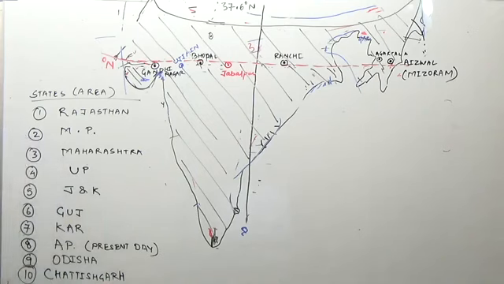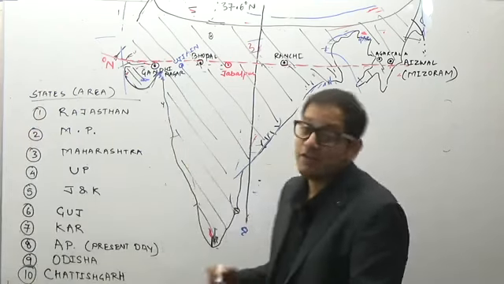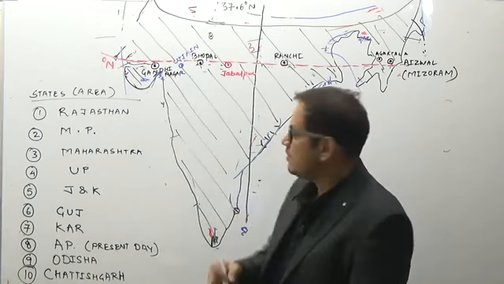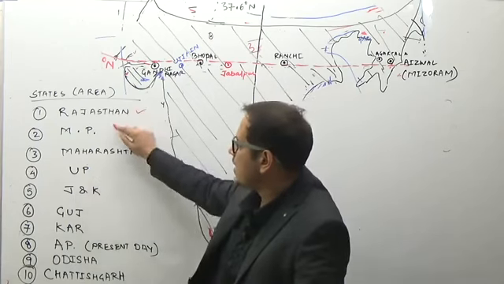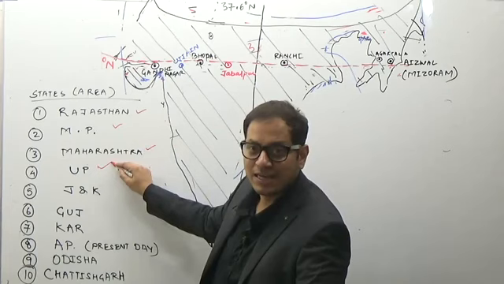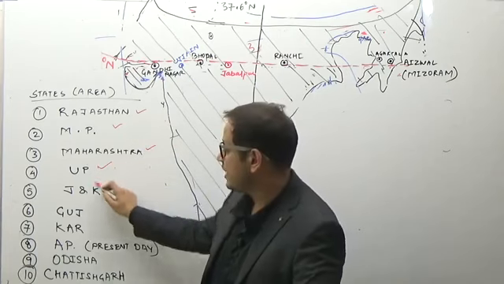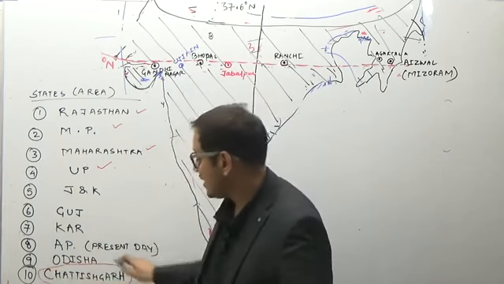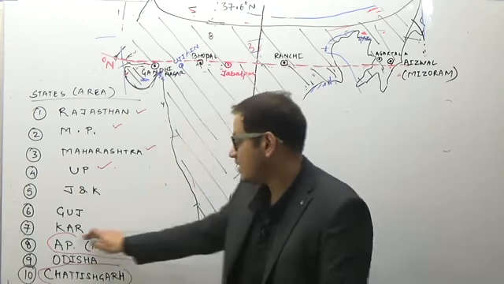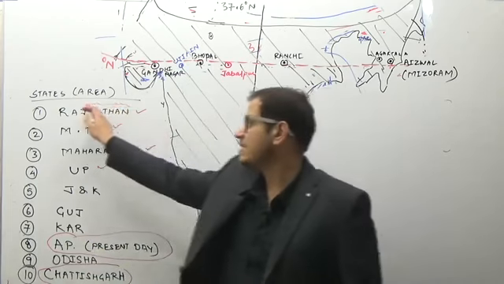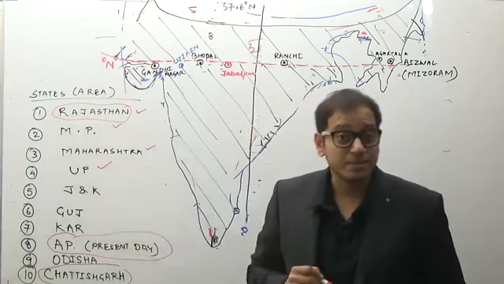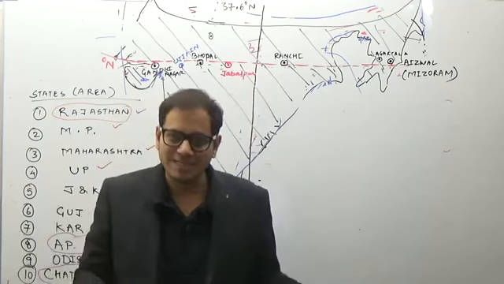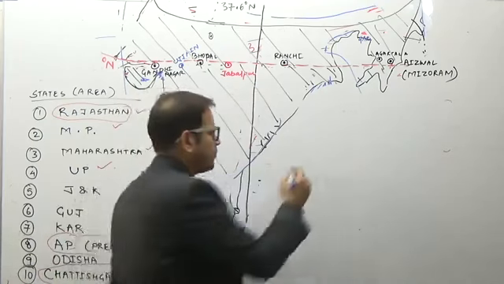So the top 10 states in terms of area, remember how many you can. If it's possible, remember the top 10 states, or if it's not possible, remember the top 5: Rajasthan, MP, Maharashtra, UP is the 4th largest but largest in terms of population, then Jammu and Kashmir, and then Gujarat. Remember, Chhattisgarh is the 10th largest state, and present day Andhra Pradesh is the 8th largest state in India, while the largest state is Rajasthan. So these are the biggest states in India. You don't have to remember all the smaller states, you just remember the 2 smallest states in India. Which is the smallest state in India?